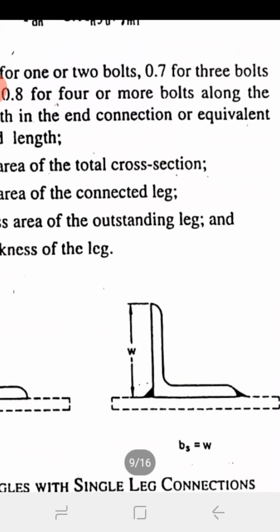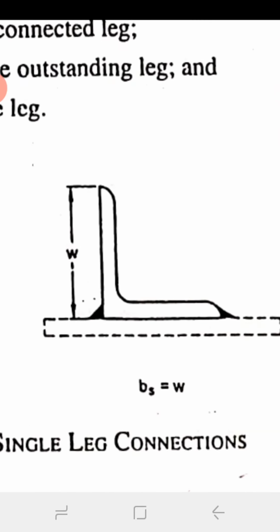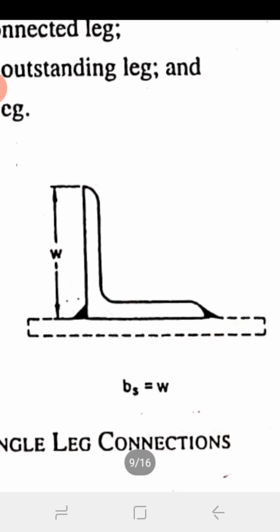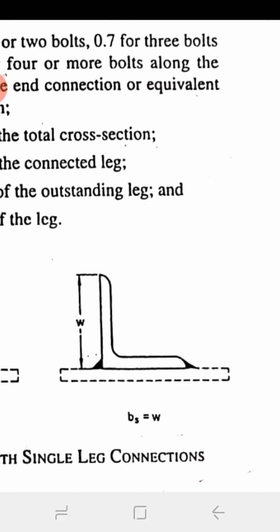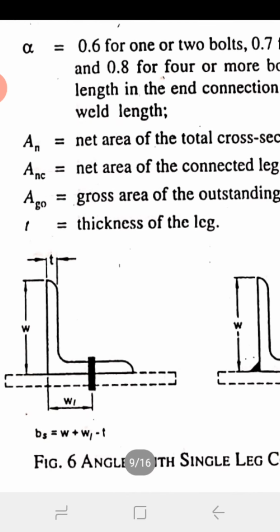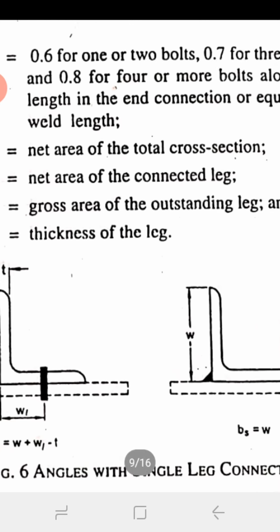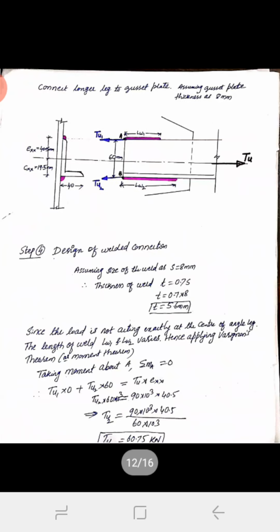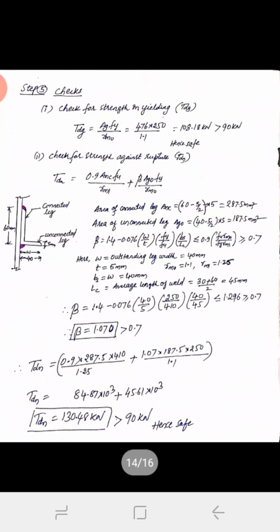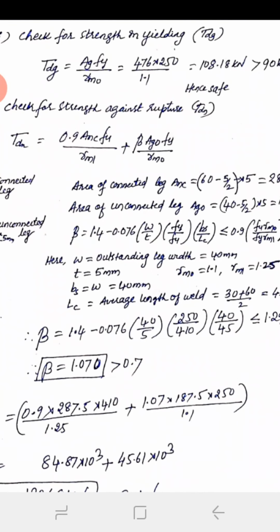See, look at this figure. So Bs is W. Whatever the outstanding leg is, you have to take that as W. This is the outstanding leg and this is the connected leg where the weld has been applied. Okay, Bs equal to W. And for a bolted connection, Bs will be W plus W1 minus T. So here I have taken Bs equal to W.